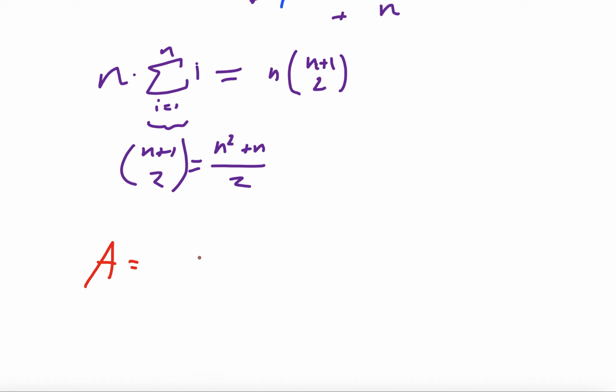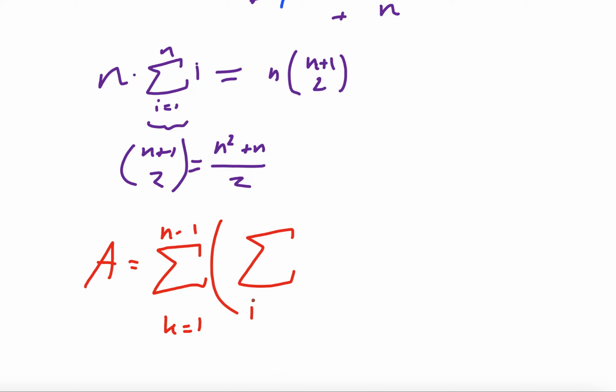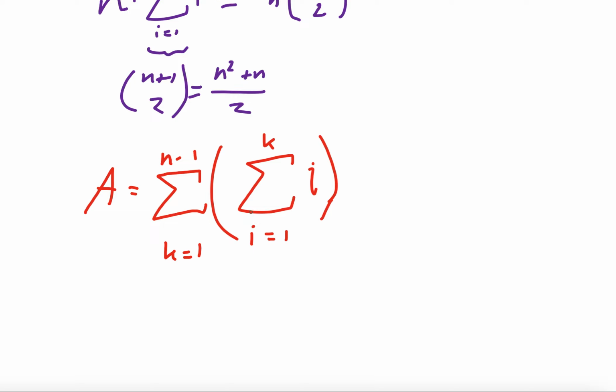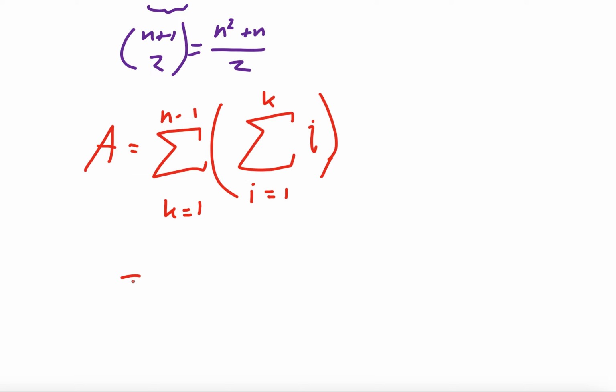All right, so that's going to be represented instead as the sum, as k goes from 1 to n minus 1, of the sum as i goes from 1 to k of i, which we know again is n plus 1 choose 2, or in this case k plus 1 choose 2. So we can take this and rewrite it as the sum, as k goes from 1 to n minus 1, of k plus 1 choose 2, like this.